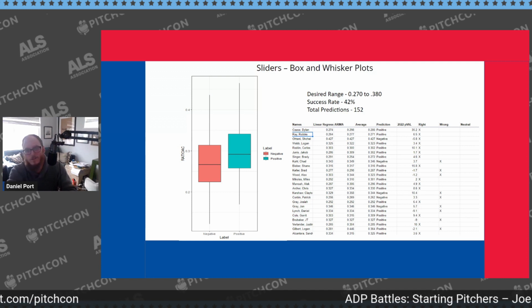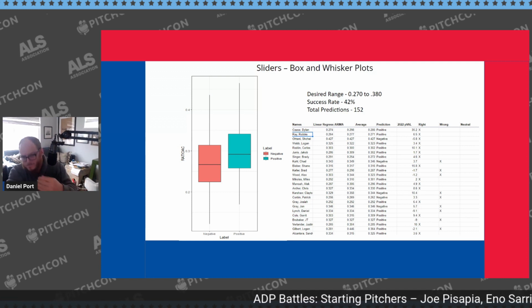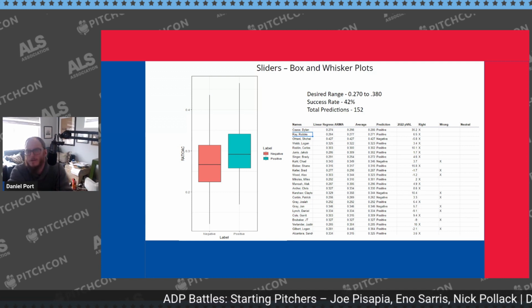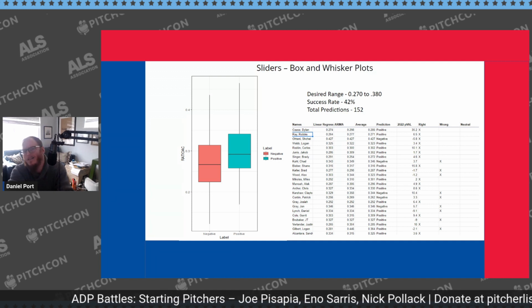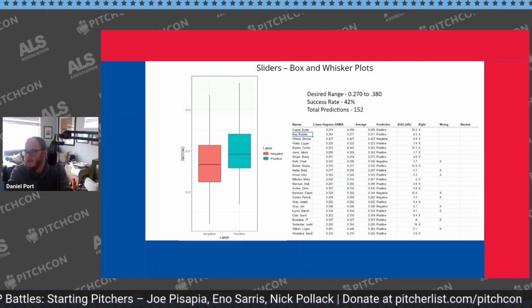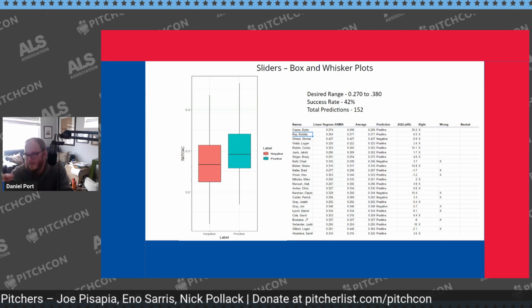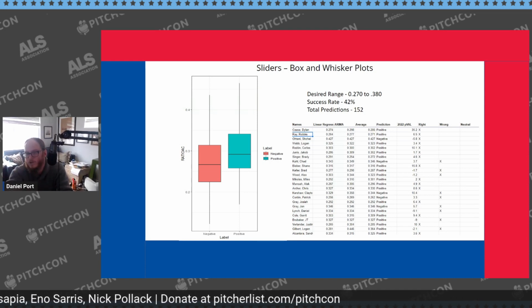What I had set the original desired range to, based on those box plots, was right around 0.270 to 0.380. I think with sliders and curveballs, you'll see we can get away with throwing them down and out of the zone more often because they're so deceptive.